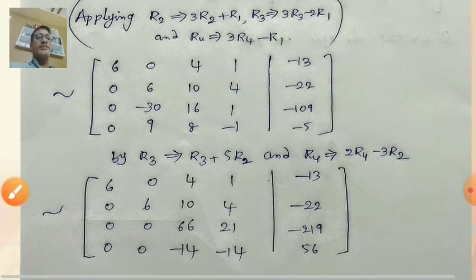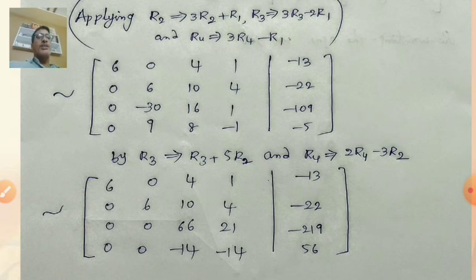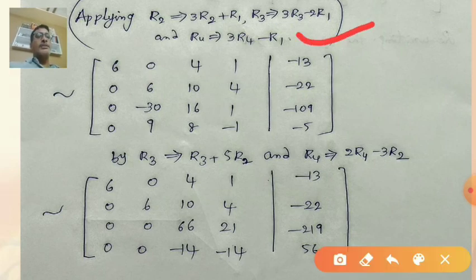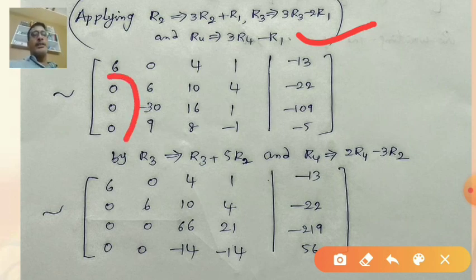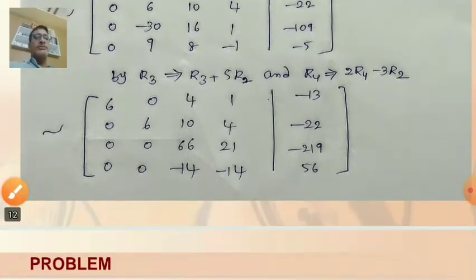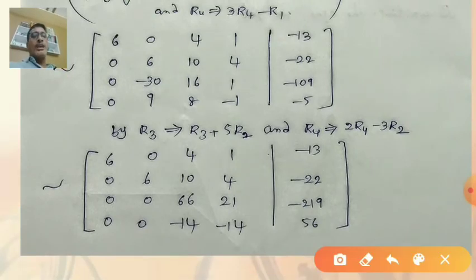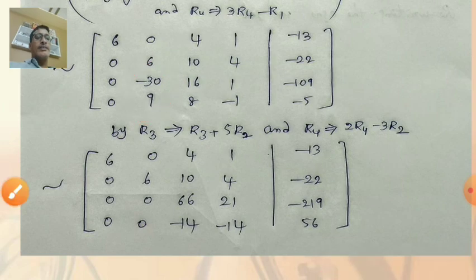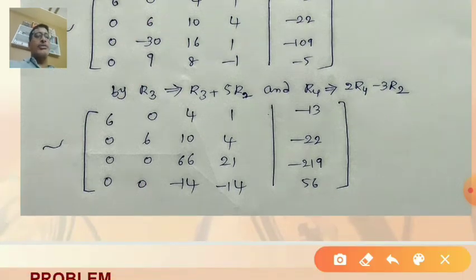By applying these three row operations, R2 implies 3R2 plus R1, R3 implies 3R3 minus 2R1, and R4 implies 3R4 minus R1, we will get this matrix. We can change the three elements into 0. And now, what we have to do? We have to convert minus 30 and 9 into 0. This is done by applying these two row operations.